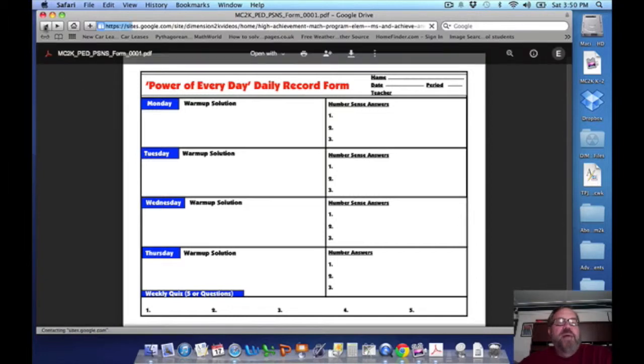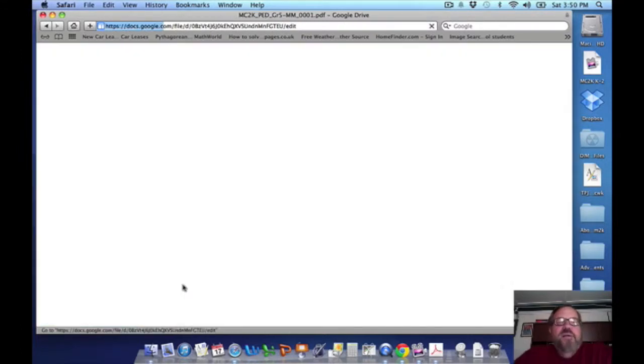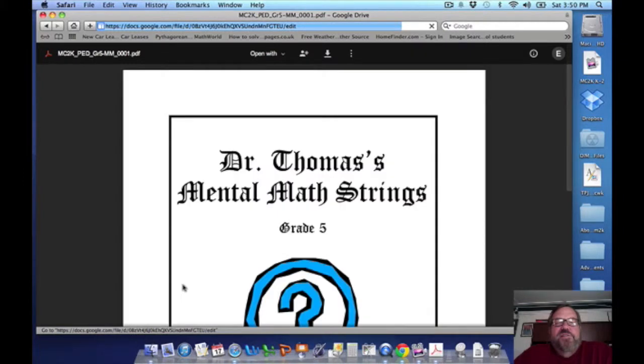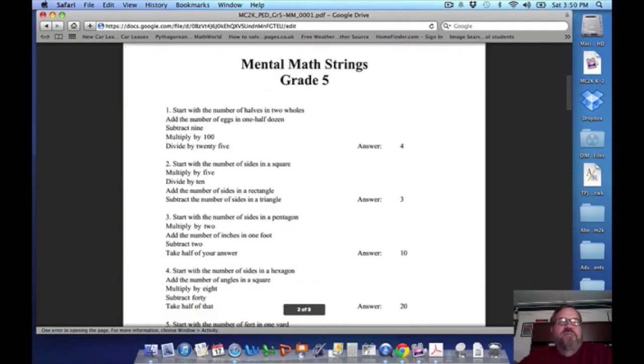So I'm going to hit the back arrow key. Now also at the very bottom of this list are mental math strings. And my recommendation is that you do one of these at the end of class each day. These only take a few minutes. Let's take a look at the first one.